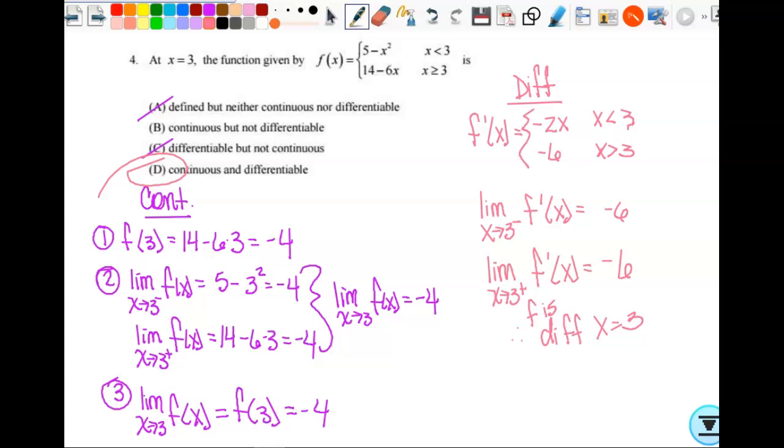Where do I get the negative 2x from? Oh, because I had to take the derivative. This is f prime. I took the derivative of this. Yes, ma'am. Okay.